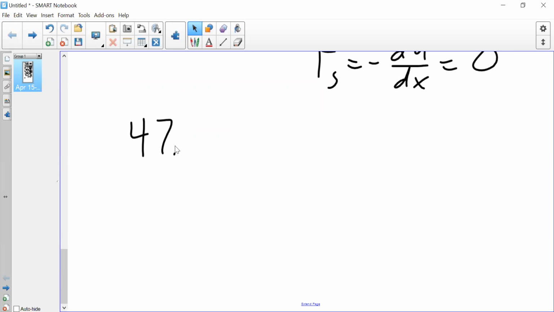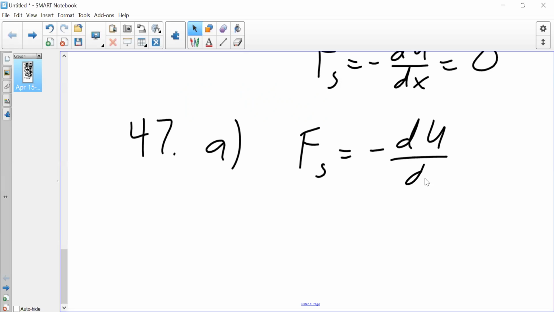Okay. For the potential energy curve shown in figure 47, determine whether the force Fx is positive, negative, or 0 at the 5 points indicated. All right, so we're looking at the force first, and we know from our definition here that we can determine what the force is going to be. What is the slope, or the derivative, of potential energy at A?